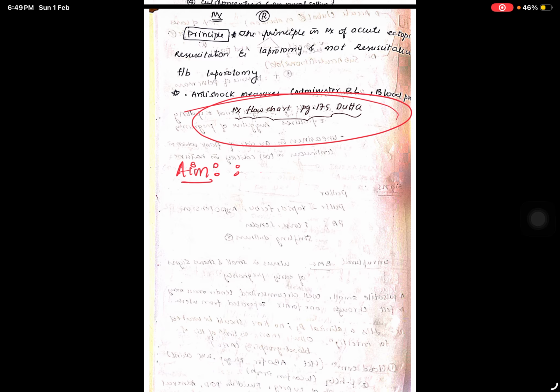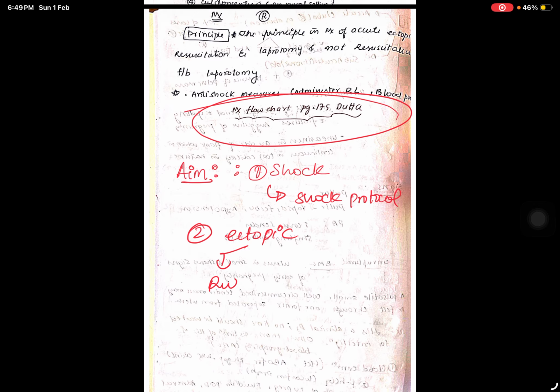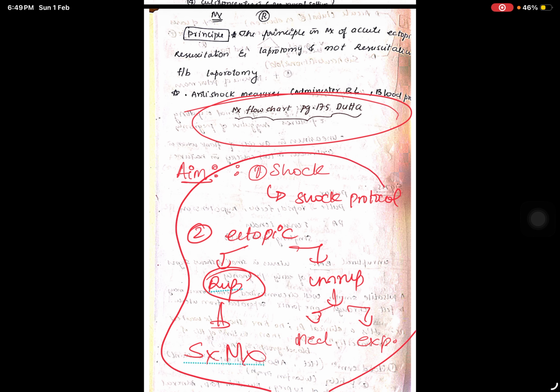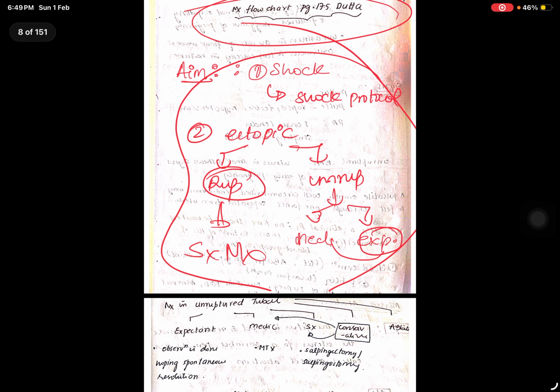First thing is, if the patient is already in shock, start shock protocol. Second thing is, you have diagnosed it as ectopic, diagnose whether it's ruptured or unruptured. If it's unruptured, you can either go with medical or expectant management. But if it's ruptured, there is only surgical management. This is the broad idea. Expectant in the sense you will plan when to start the medical. Based on that, there is a flowchart at the end. Make sure you stay there, so that we will revise the flowchart.